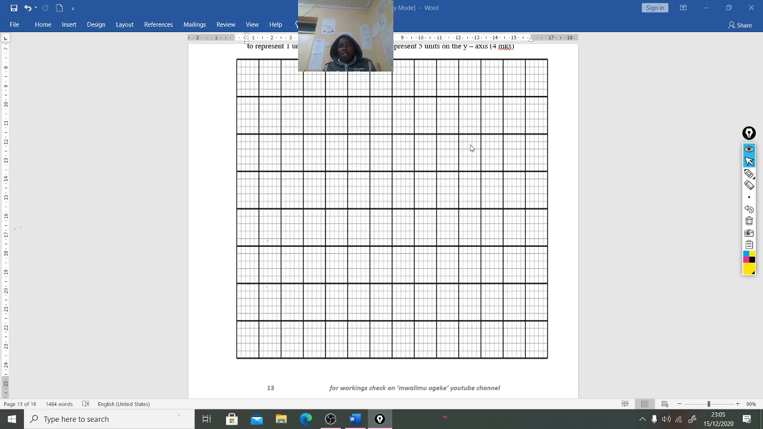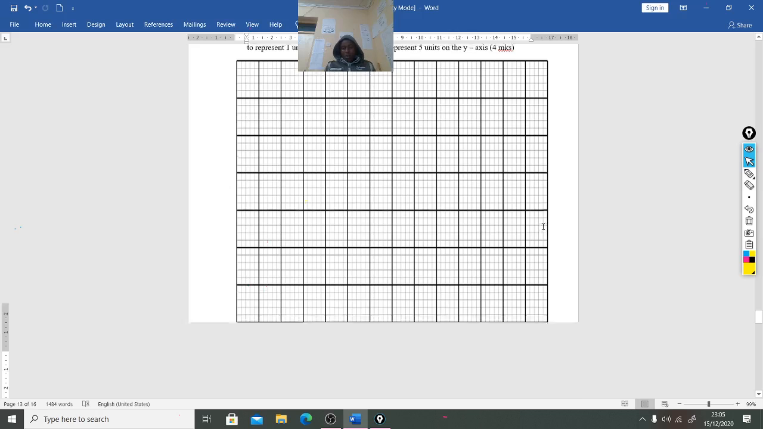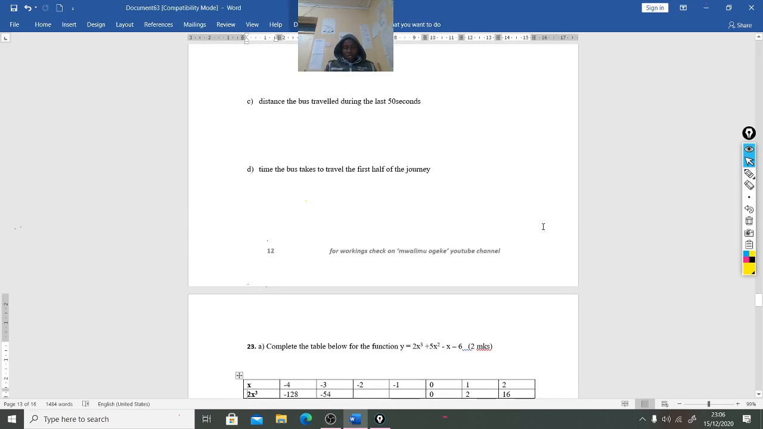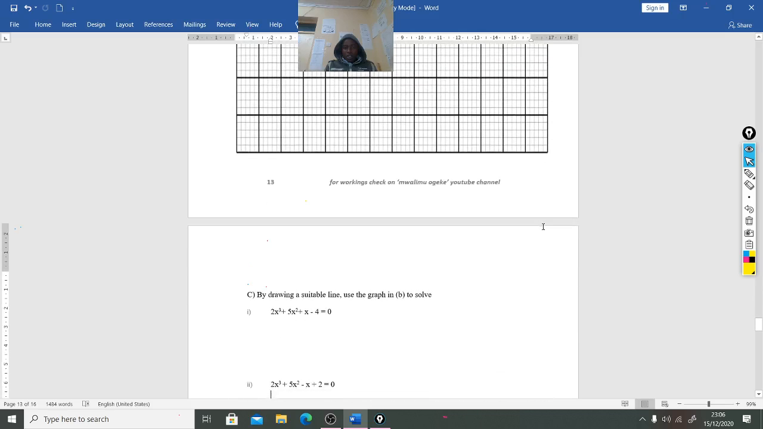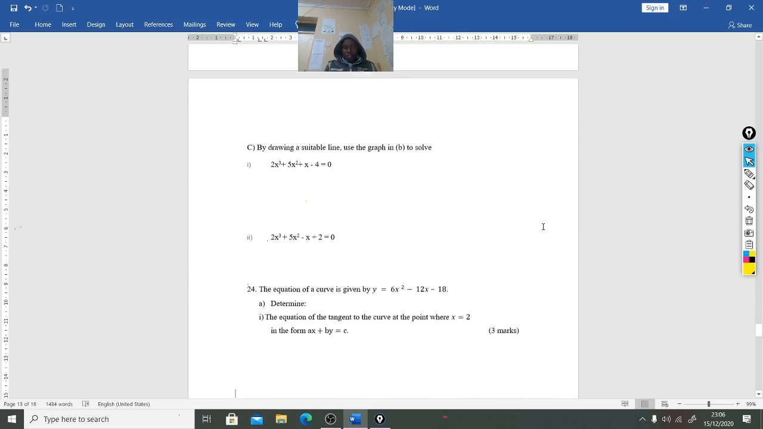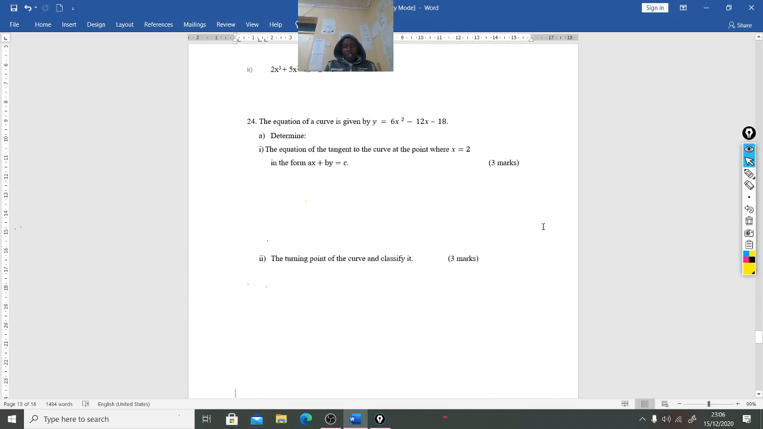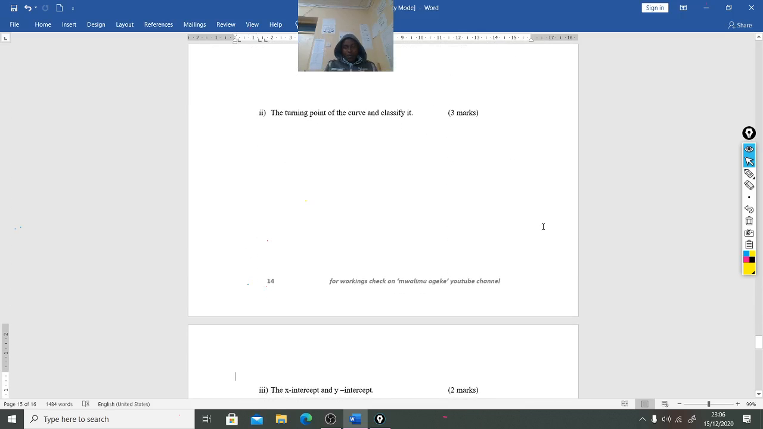But it is most likely to appear because the term turning point is alternated with the term stationary points. So it is either the term stationary point that is used or the term turning point. Question number 24 is our last question.